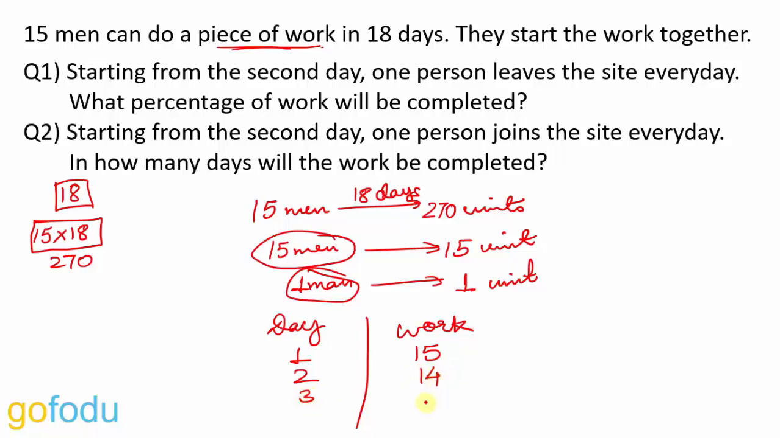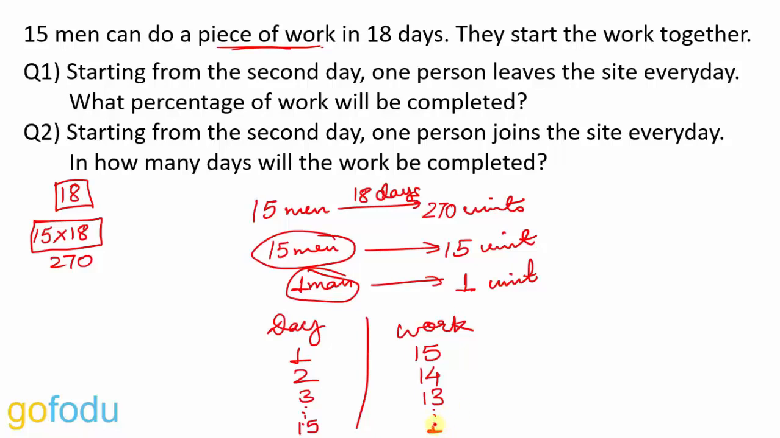On third day, 13 units of work will be done. And this will go on till on 15th day, we will be left with one man who will be doing 1 unit of work. And 16th day onwards, there won't be any men remaining to do the work.